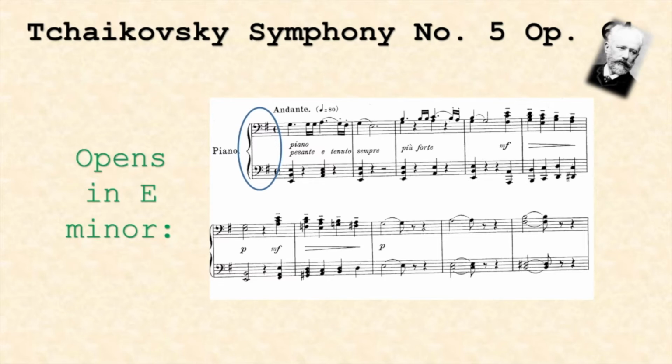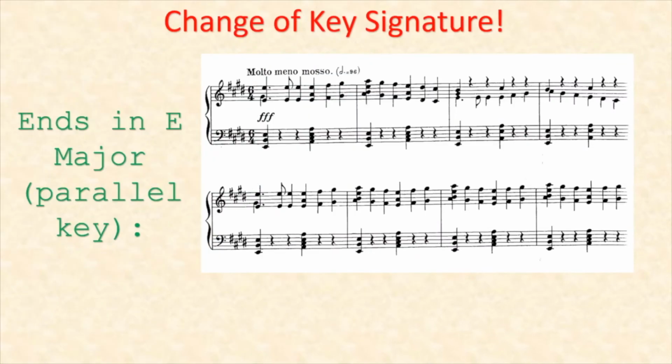Now, at the very, very end of the piece, Tchaikovsky is actually composing in E major. See, we first have the E major scale's key signature, 4 sharps. And all of the notes are from the E major scale. So the shift between E minor to E major is a shift of parallel keys. And this is actually something very, very often used in music.